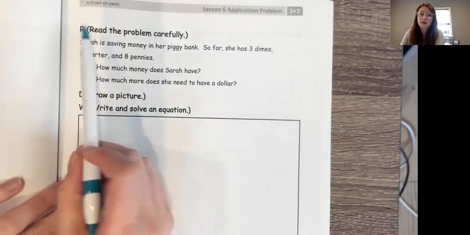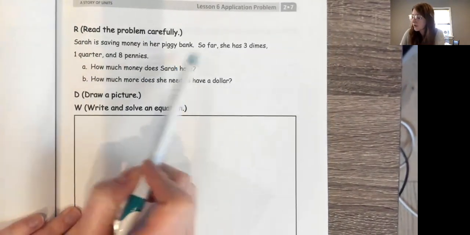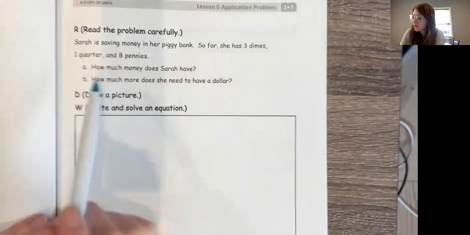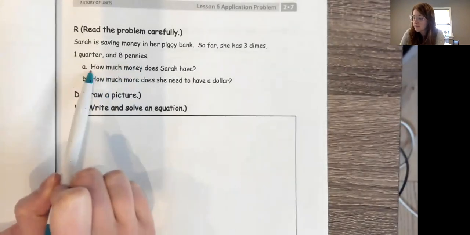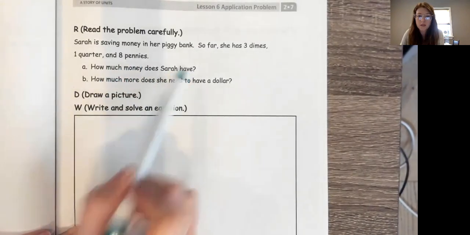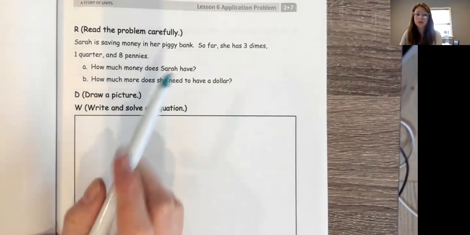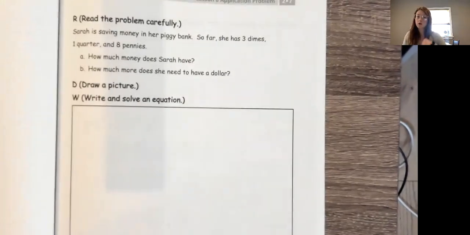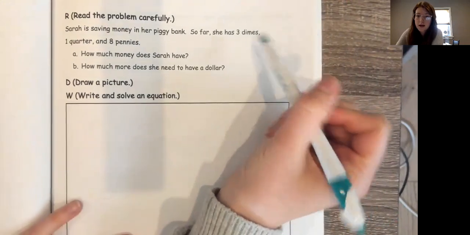So the problem says Sarah is saving money in her piggy bank. So far, she has 3 dimes, 1 quarter, and 8 pennies. So it's asking us to figure out how much money does Sarah have and how much more does she need to have a dollar.